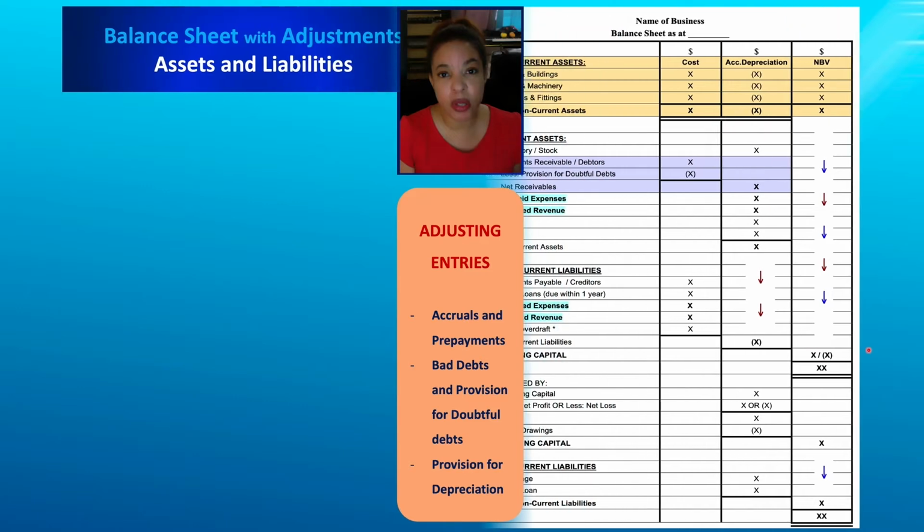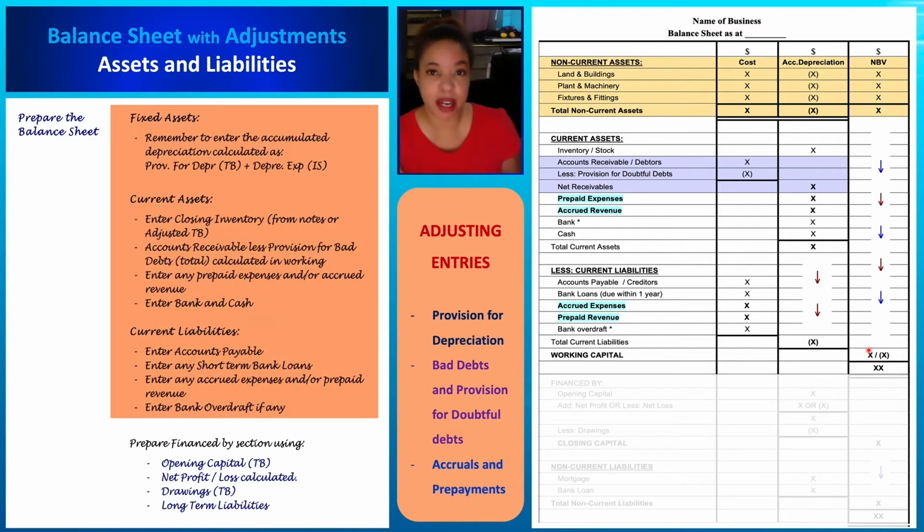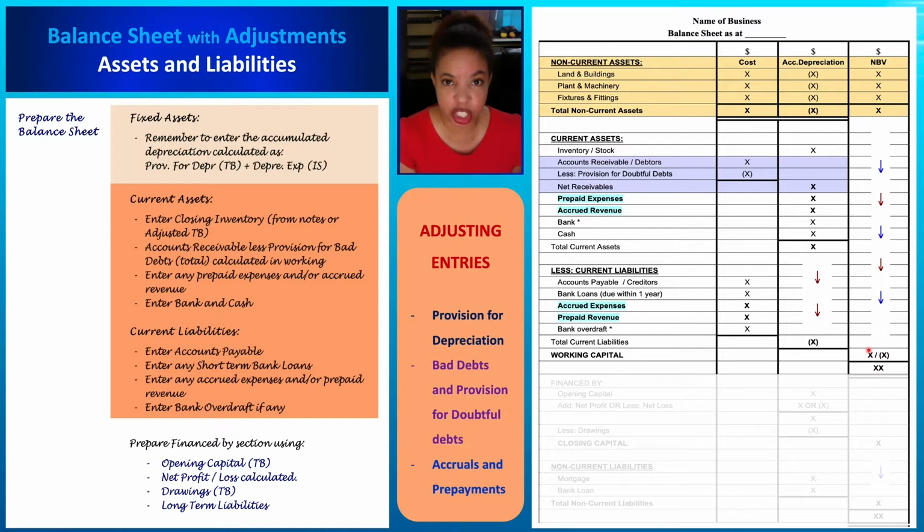Now, when we go into the balance sheet, we also have to deal with the same 3 adjustments. So it will just be the top part of your balance sheet. The bottom part, in terms of your capital, has no adjustments. But the top part, you will have to start with your non-current assets, which deals with your accumulated depreciation or your provision for depreciation.